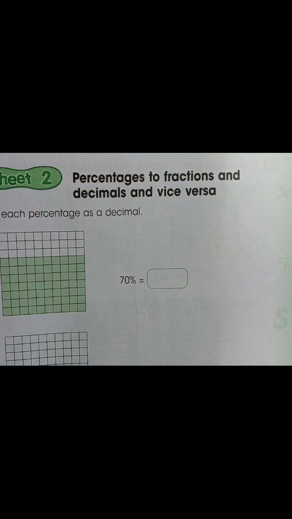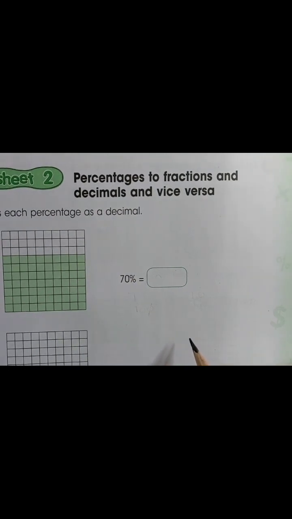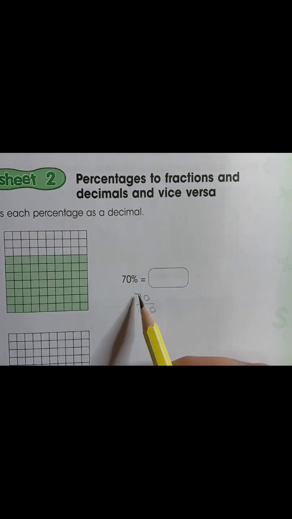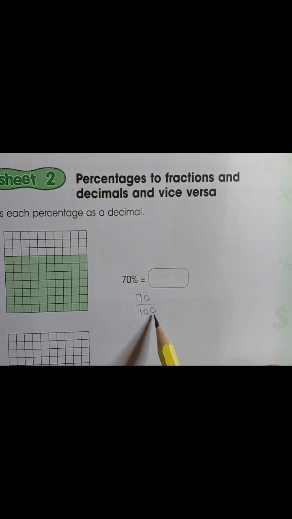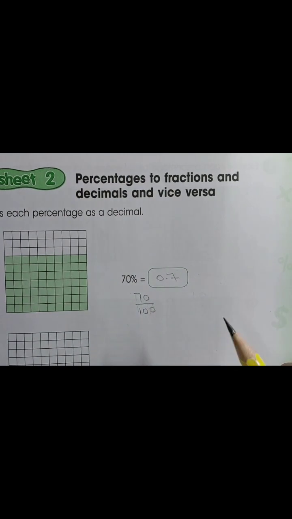Worksheet 2 is related to percentages, to fractions and decimals and vice versa. Question number 1 is express each percentage as a decimal. So 70% we have to show in decimals. First of all, we have to shift it into a fraction. 70% means 70 upon 100. After how many digits do we have to place the decimal? After 2 digits. So it will become 0.7.